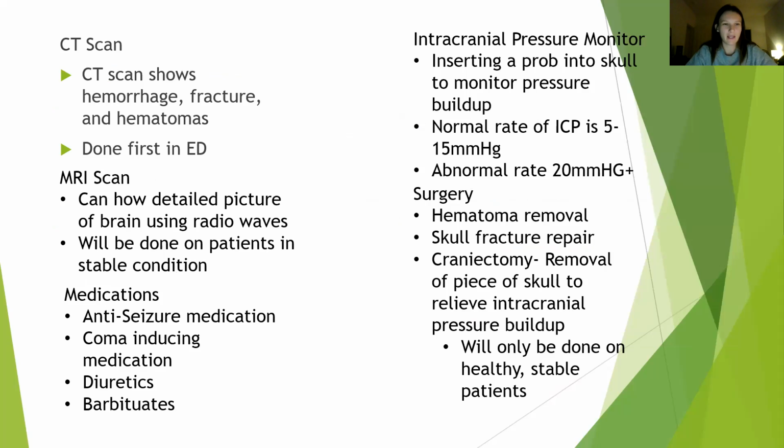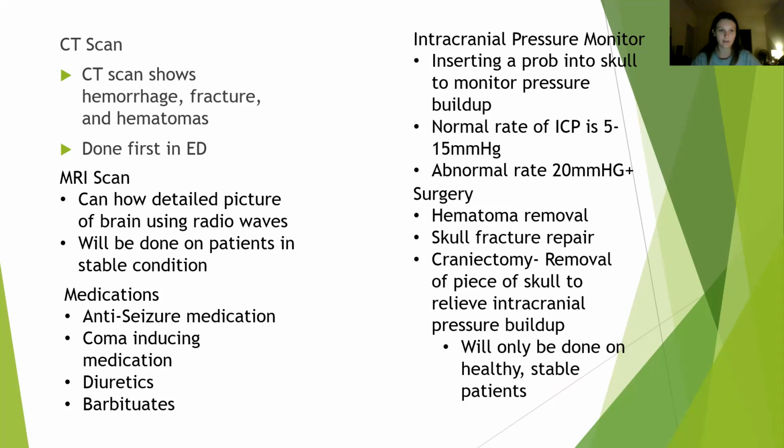An MRI scan can be done, but it's not common unless the patient is pretty stable, just because of the technicalities of the MRI scan. Intracranial pressure monitor, that's when they insert a probe into your skull to check to see if there is any intracranial pressure. The normal rate of ICP is between 5 and 15 millimeters of mercury. The abnormal rate is usually over that.